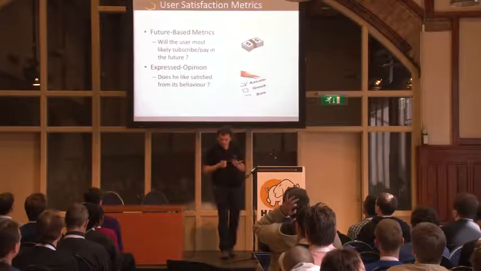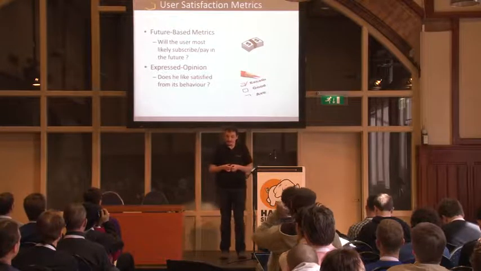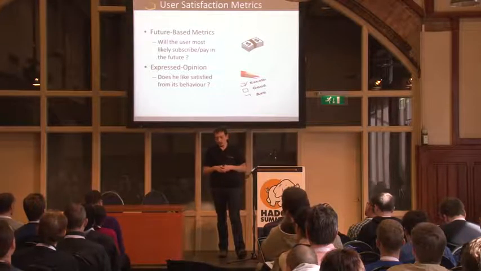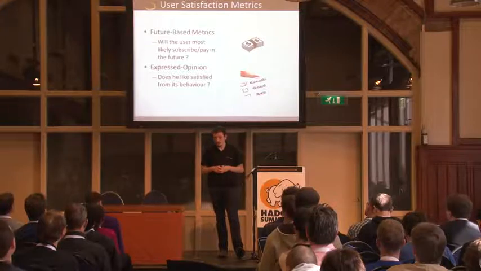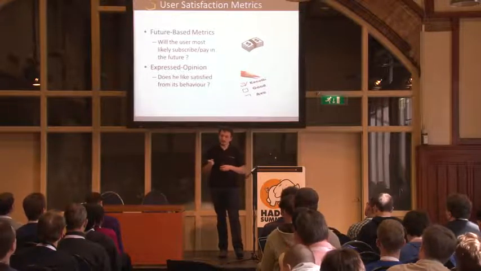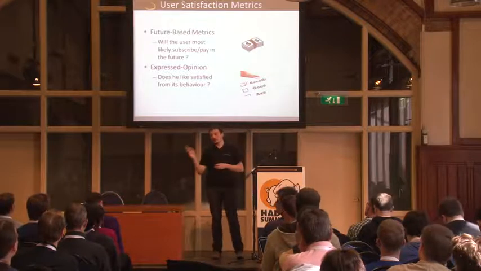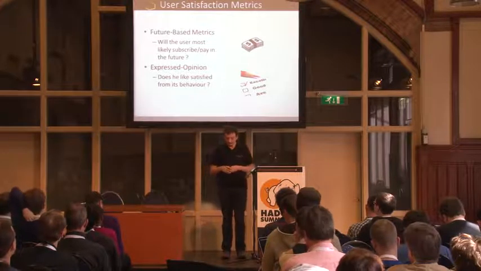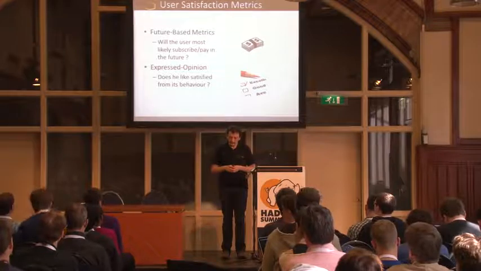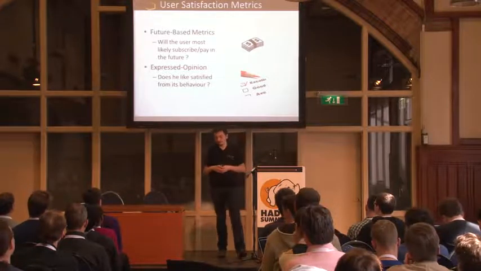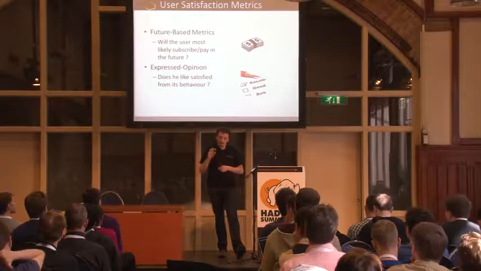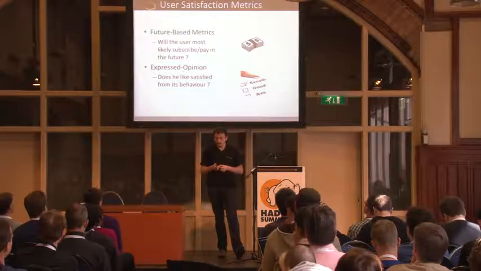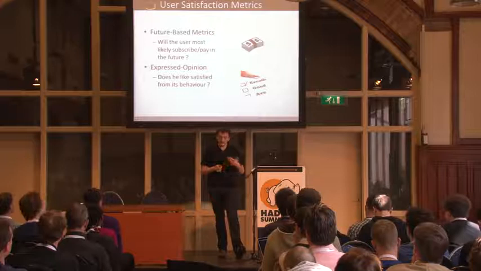Next step is to actually build user satisfaction metrics. So in practice, we saw two different kinds of metrics. One was more future-based metrics, meaning try to infer user satisfaction by looking at future events, meaning subscription 6 weeks or 3 months later. And it was very, very useful, for instance, with people in subscription-based models. Or another one with expressed opinion, meaning using actual feedbacks from real users in order to infer user satisfaction of all the users.